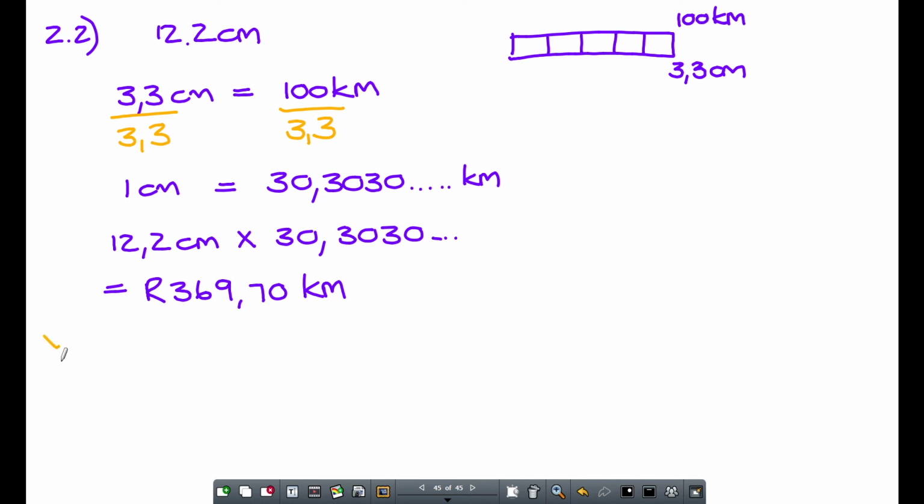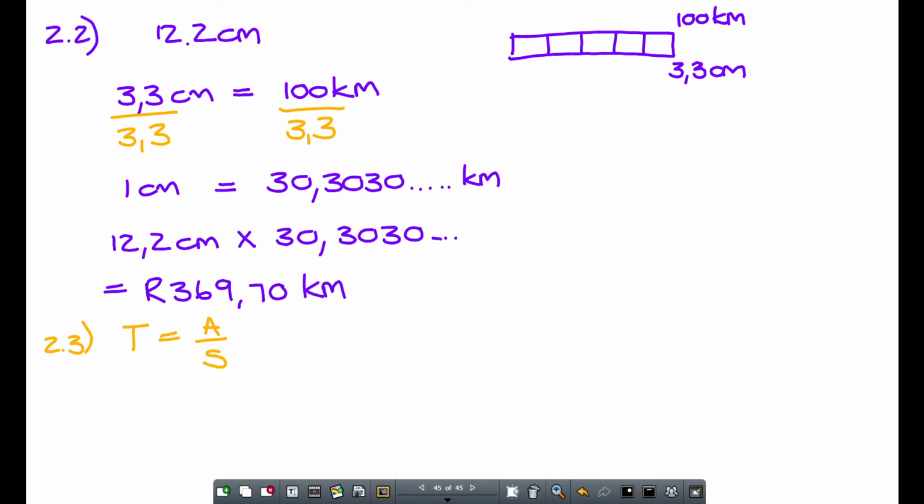2.3. Any questions there? Right, 2.3. Sê hulle vir my, meneer Molefe, ry teen 'n gemiddelde spoed van 107 km per uur. Hy wil ongeveer elke 2 ure stop om uitputting te vermy. Hoeveel keer sal meneer Molefe op pad moet stop? Jy kan die volgende formule gebruik. Okay, nou die formule sê, tyd is gelyk aan afstand gedeel deur spoed.